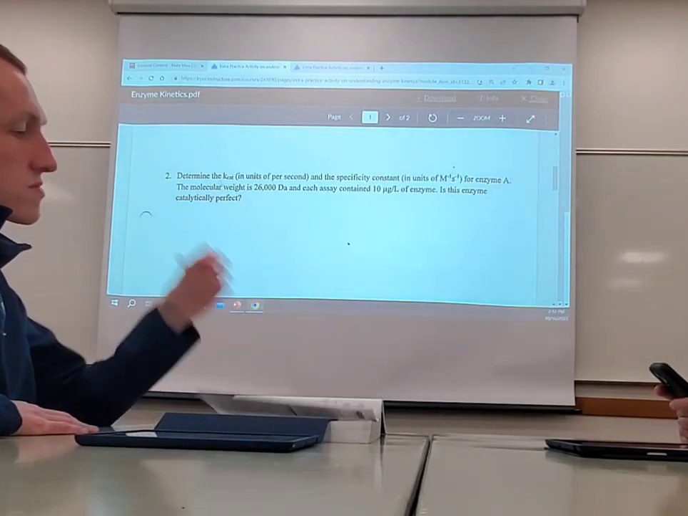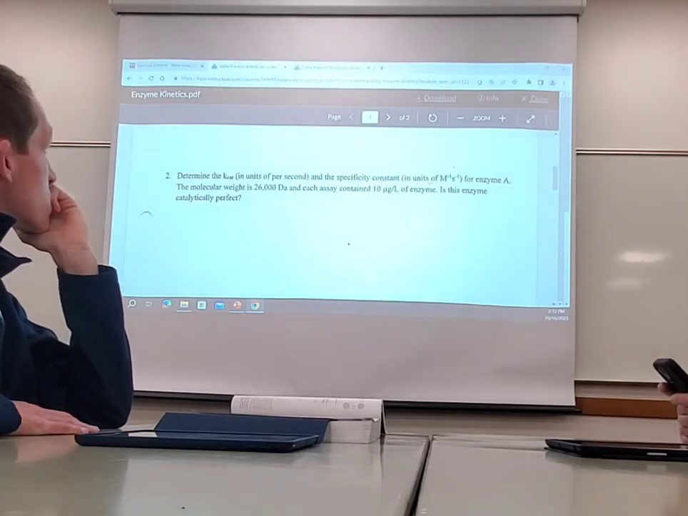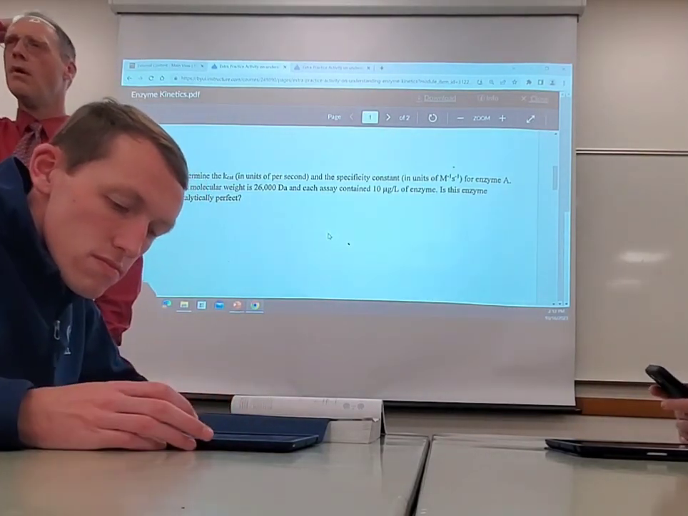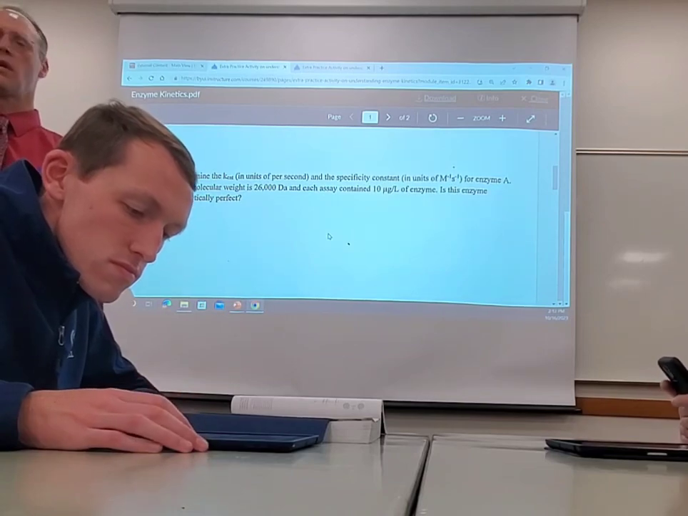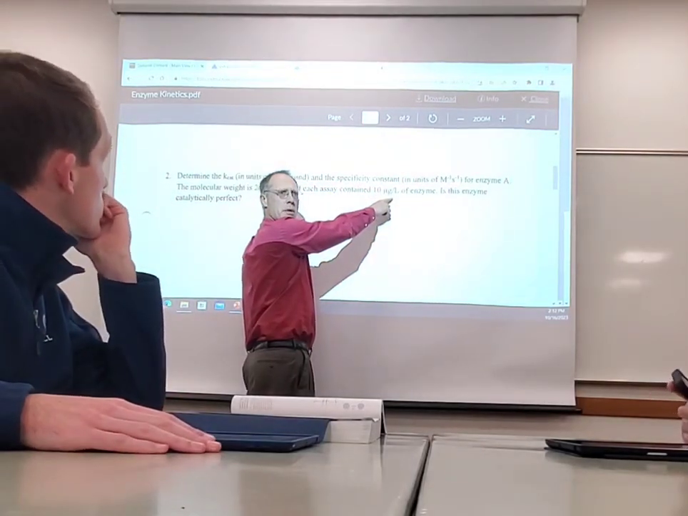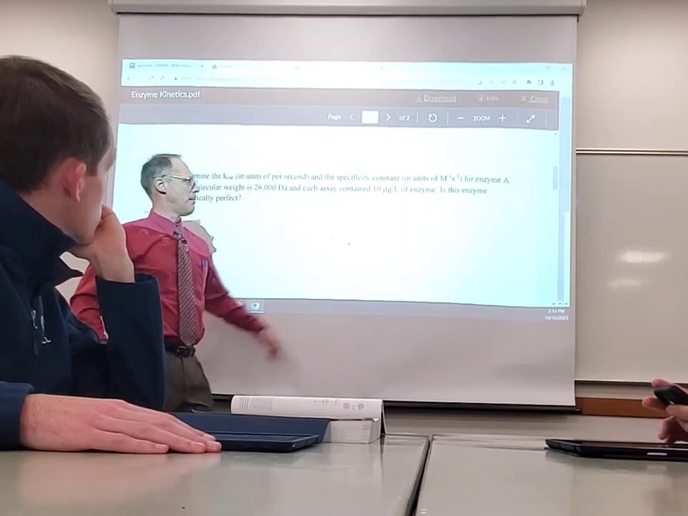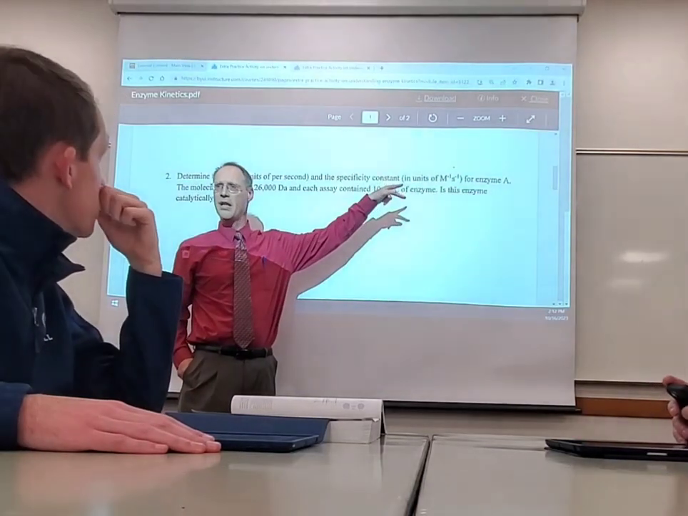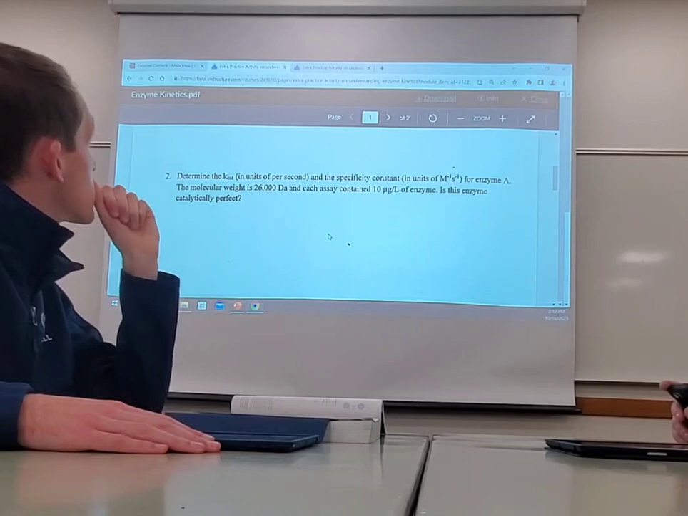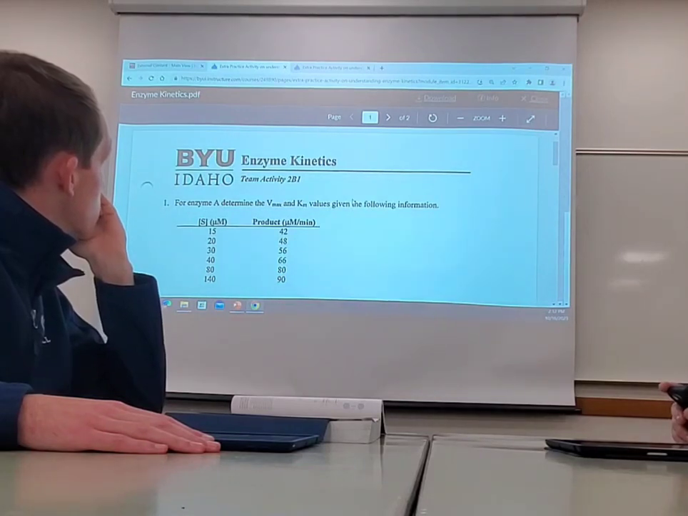And then it says determine the Kcat in units of per second and the specificity constant. So how did I calculate Kcat again? It's Vmax over the enzyme, Vmax divided by the total concentration of the enzyme. From this, I know the concentration is in micrograms per liter, and I want it in molar. I could take and divide that number by 10 times 10 to the negative 6, and I would know the amount in molar that I was interested in. And then I would also use the Vmax I just got to determine that.